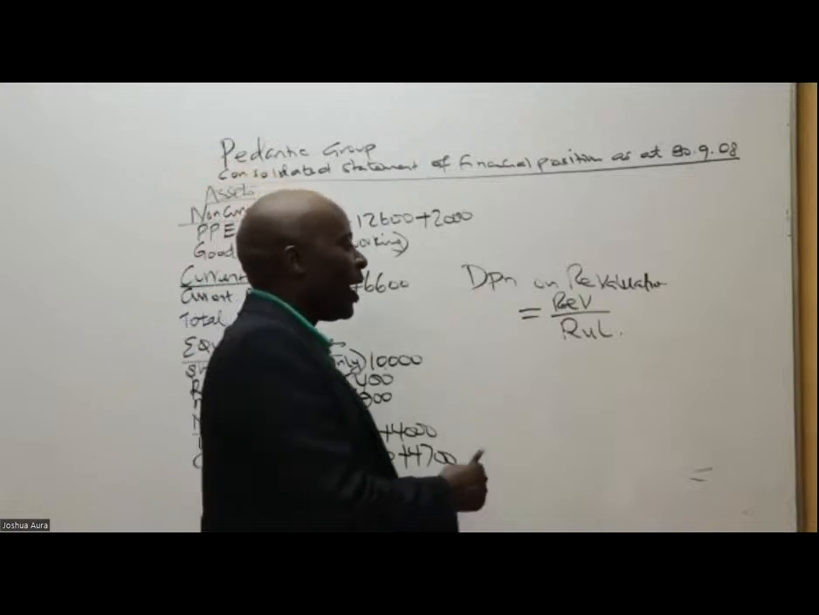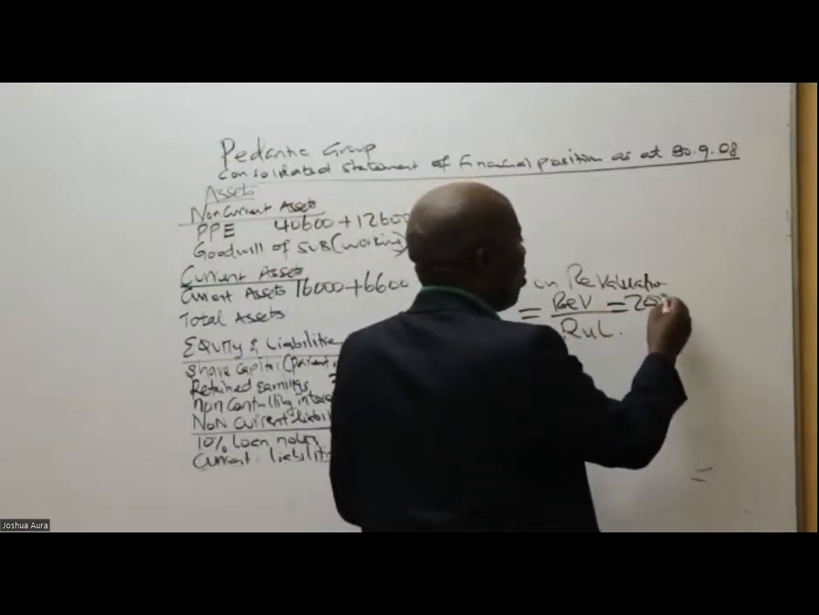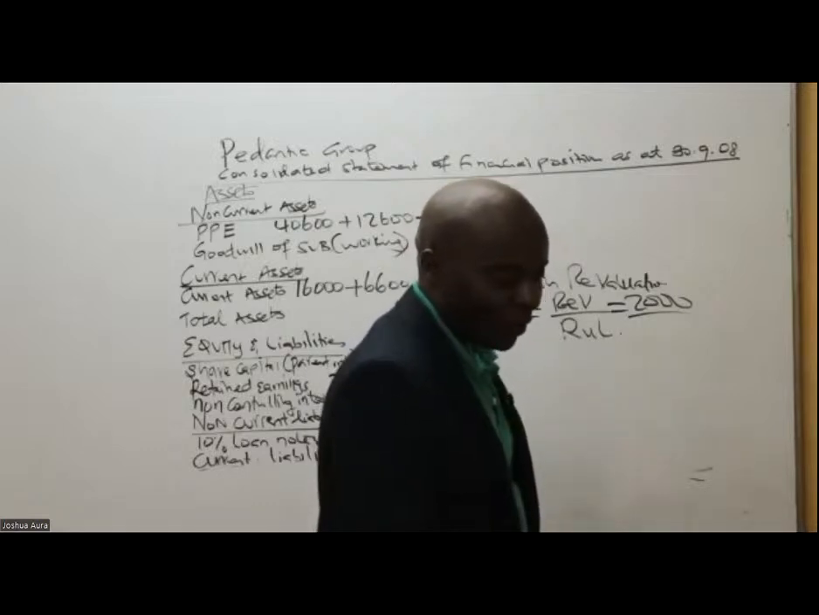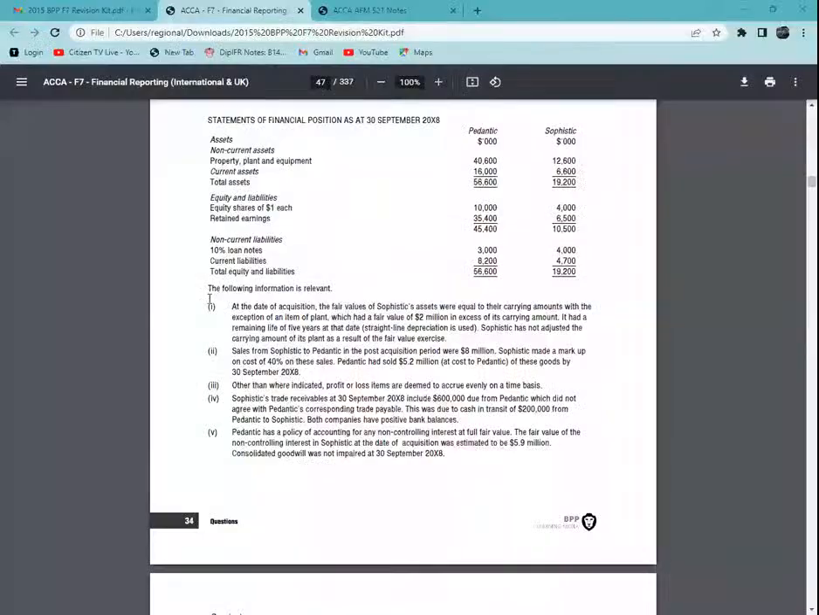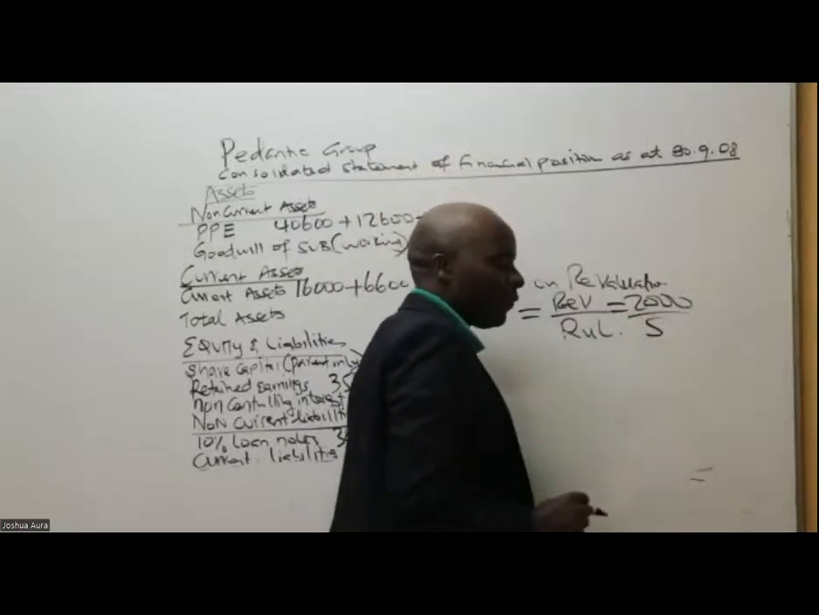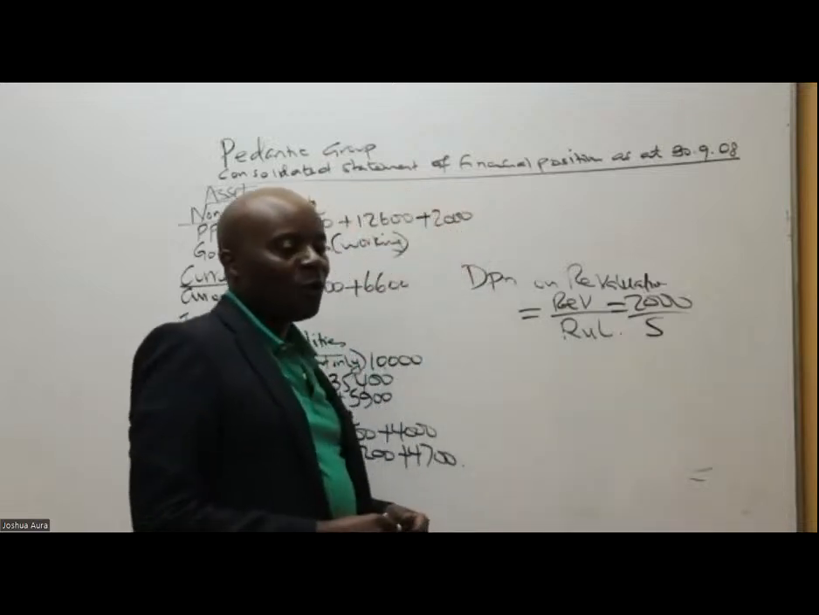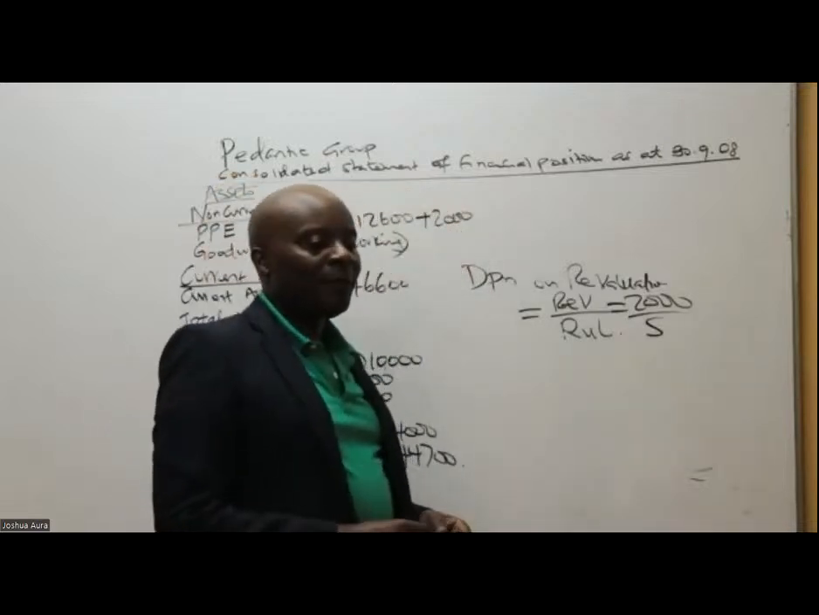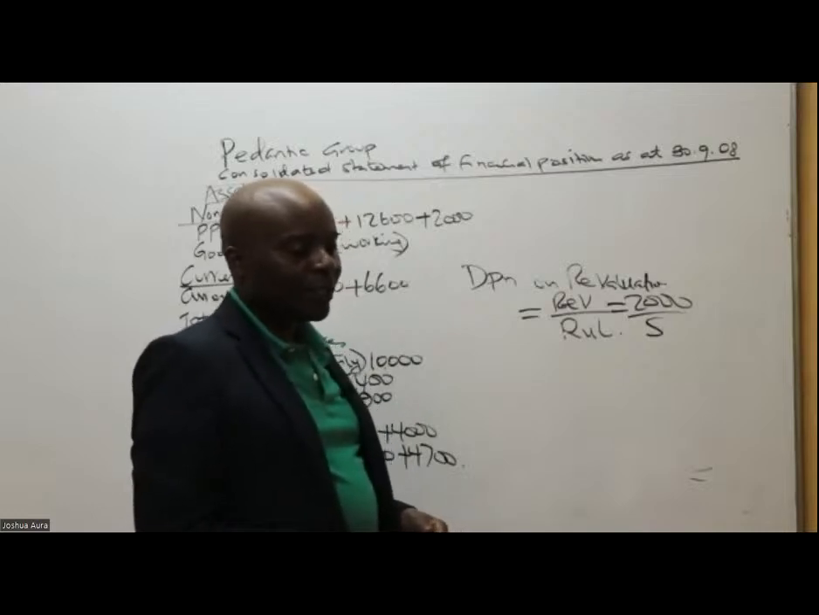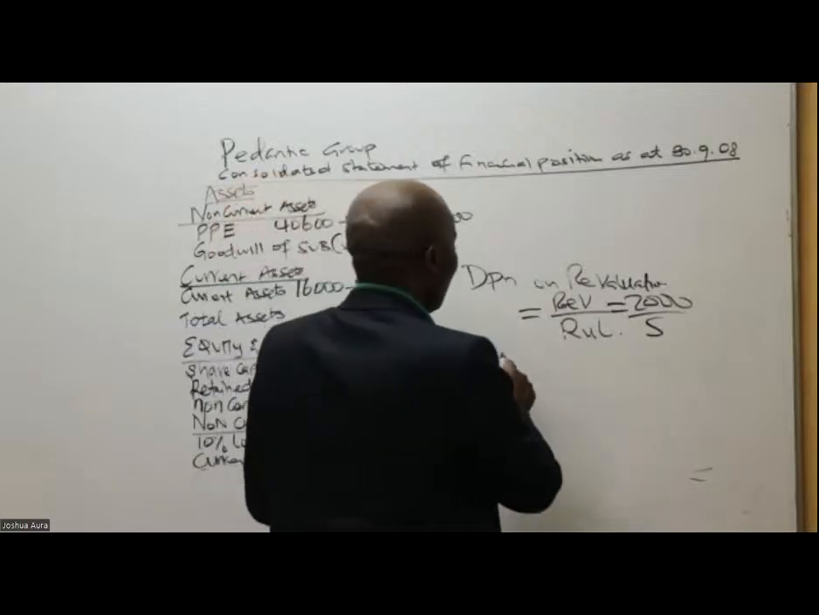Revaluation over remaining useful life. The revaluation here is 2,000 divided by the remaining useful life, which the examiner will always tell you. Here, they told us it had a remaining life of 5 years at the date. So the remaining useful life is 5 years, so 2,000 divided by 5. 2,000 divided by 5 comes to how much? They say it is 400.